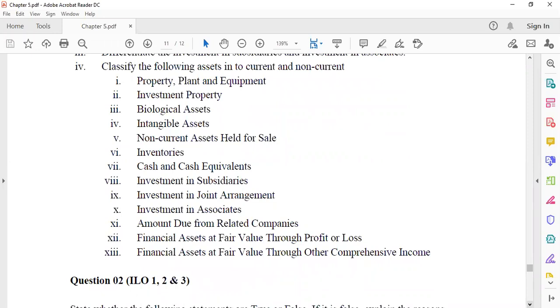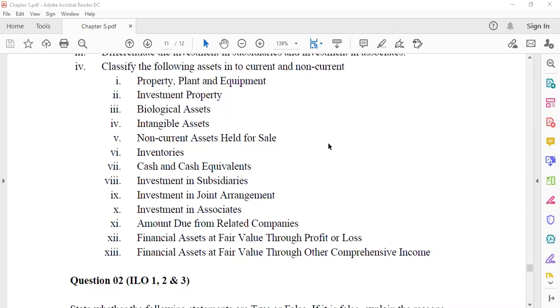PPE, what is that? The appropriate classification of property, plant and equipment. Is it a current asset or a non-current asset? I would like you to contribute. Let's keep it interactive. Yes, it's pretty obvious. The PPE items are non-current. Okay, good.